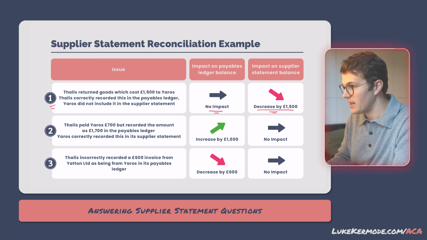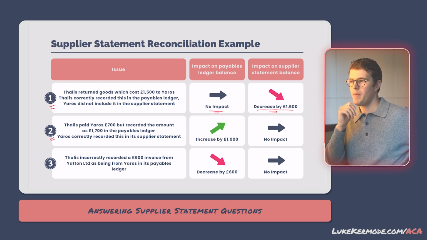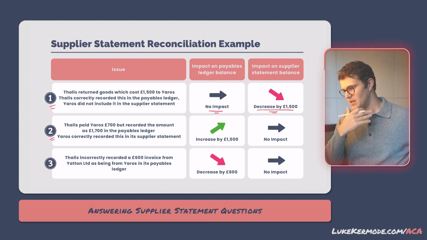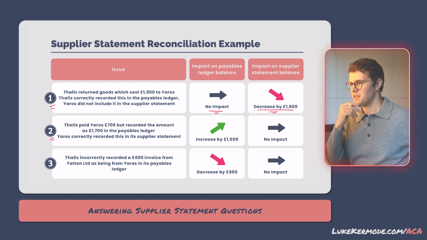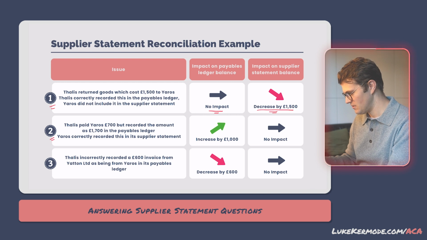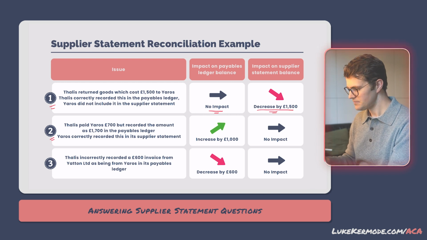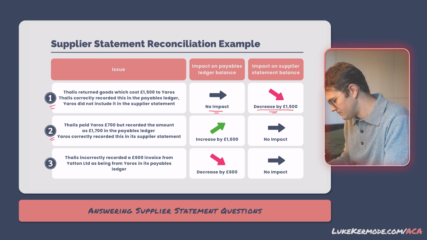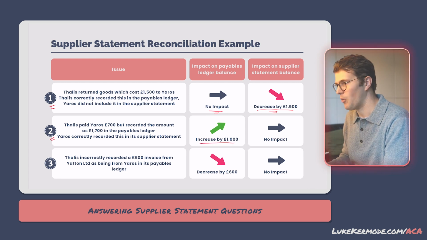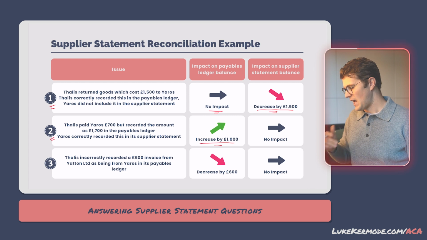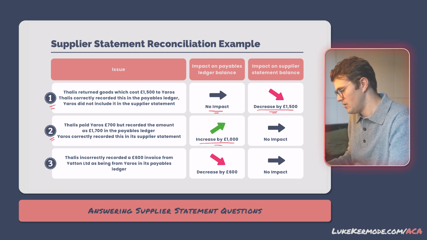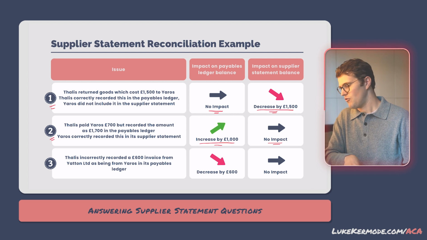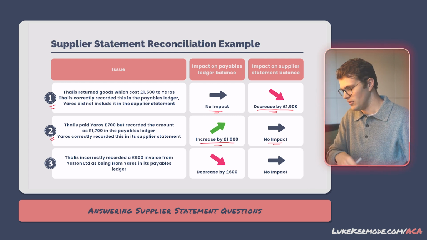Second, we need to look at the payment error. Thales recorded a payment to Yaros of £1,700 when it actually paid them only £700, meaning it's understated how much it still owes the supplier. So we need to increase the payables ledger account balance by £1,000 to correct the error, and there's no adjustment needed to the supplier statement balance because Yaros correctly recorded the transaction on their side.